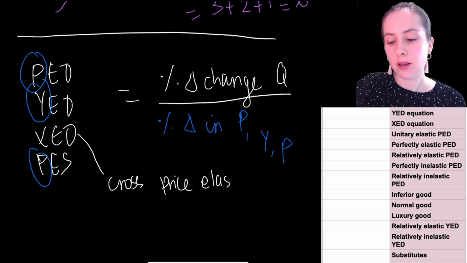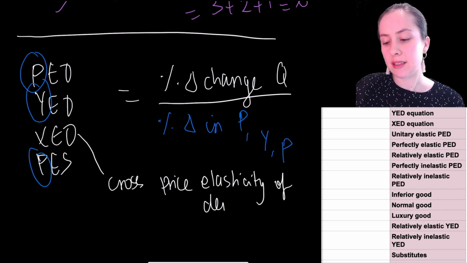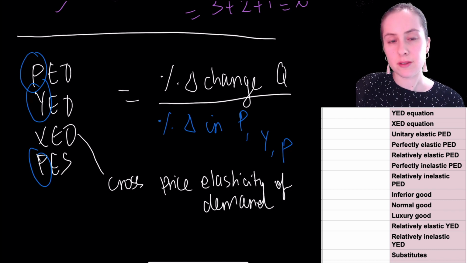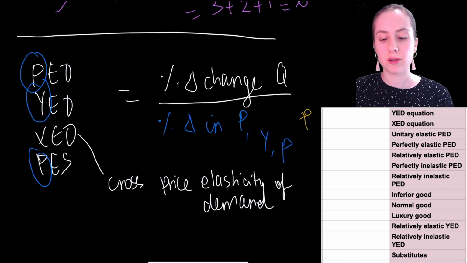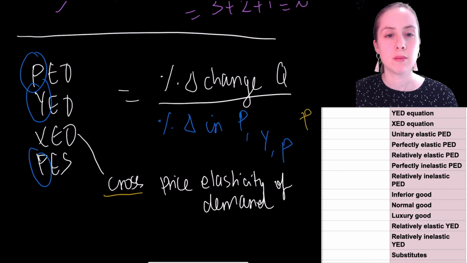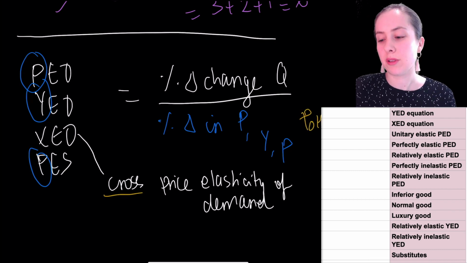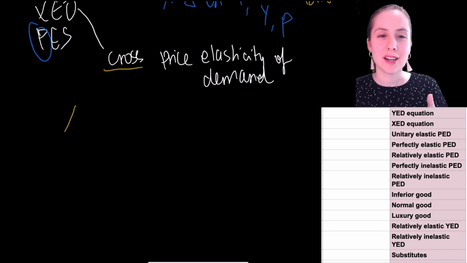Write it out in full. Cross price elasticity of demand. This tells you you should put the price on the bottom, but of the other good. Call it other good. That's how you calculate them.